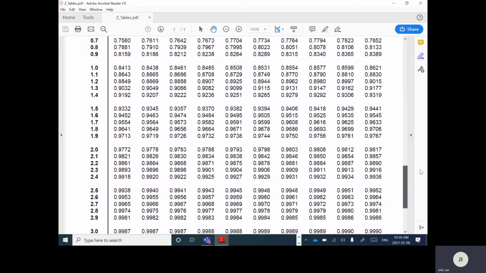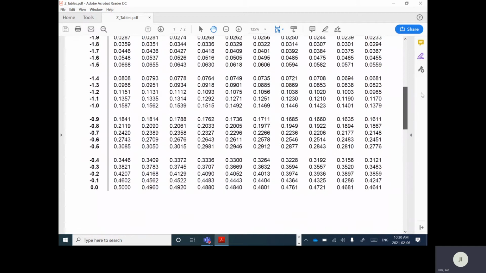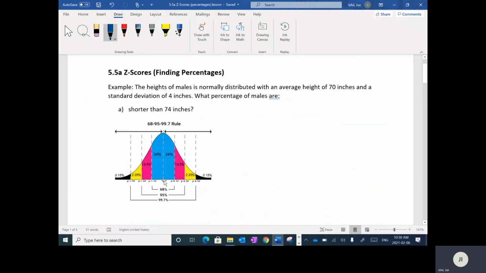I'm going to go through how to look them up. Of course, you'll be provided this table. You're not going to be asked to memorize it. But the whole idea with z-tables is that now we can find percentages when they aren't one standard deviation, two standard deviations, or three standard deviations away.